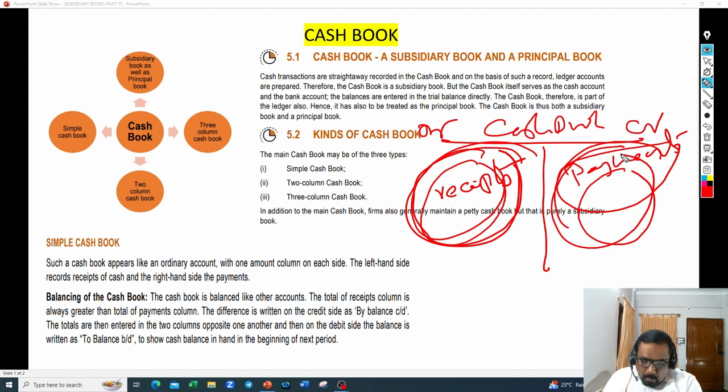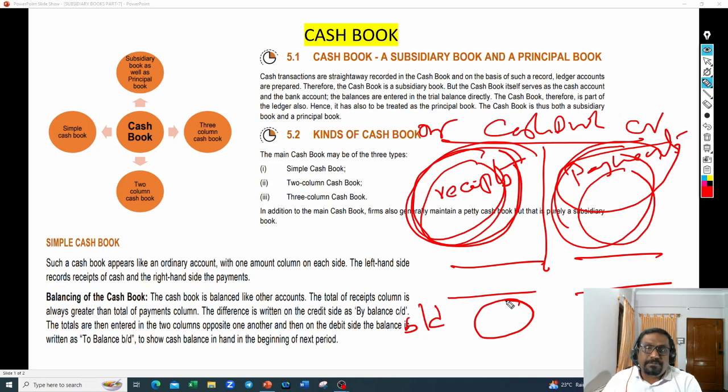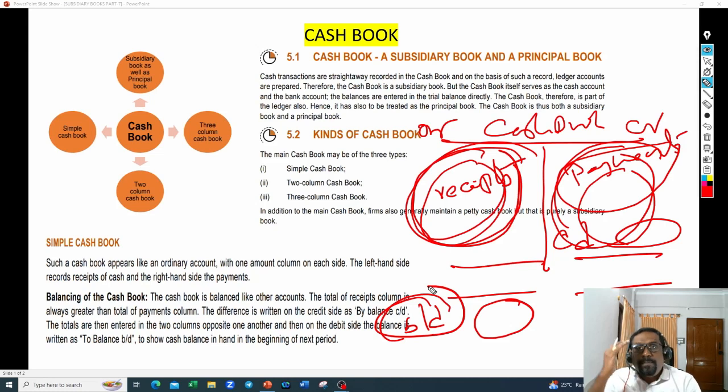Now, once this is recorded, we do the balancing of the cash book, similar to the way we balanced the cash account. When we do the balancing, the brought down balance will always come on the debit side in the cash account and cash book. That means carry down comes on the credit side and brought down comes on the debit side. Why will the brought down balance always come on the debit side of the cash book?